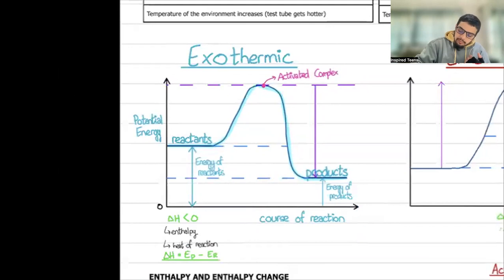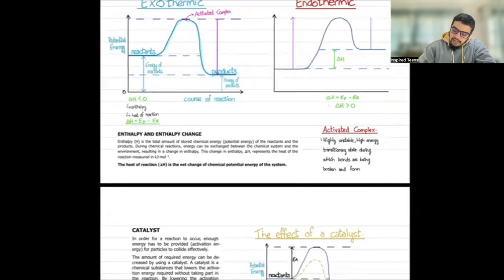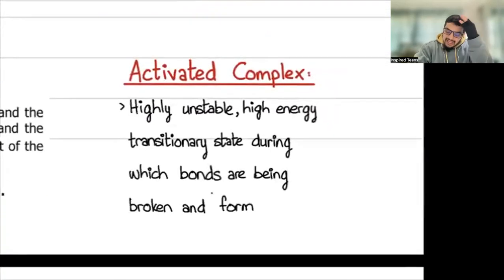So again, course of reaction. This is representing the potential energy as the reaction is taking place. So this activated complex is the highest energy point in the reaction. I like to talk about the activated complex as a highly unstable, high energy, transitionary state during which bonds are being broken and formed.